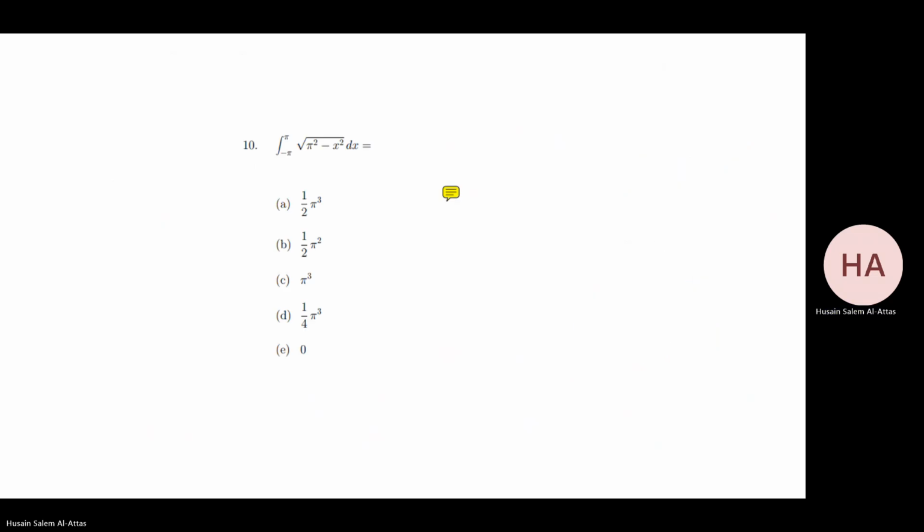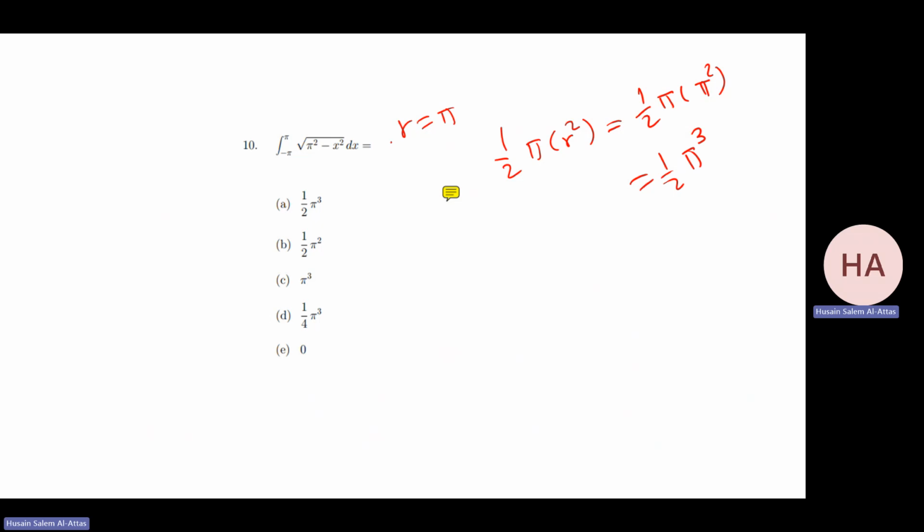This is an easy one, but R is pi. So I have half pi R squared, which means half pi times pi squared. Yeah, that's the trick: half pi cubed.